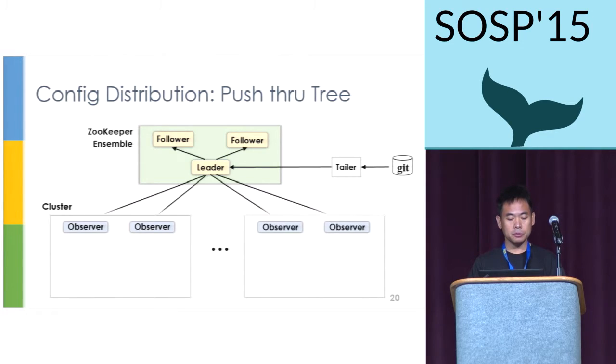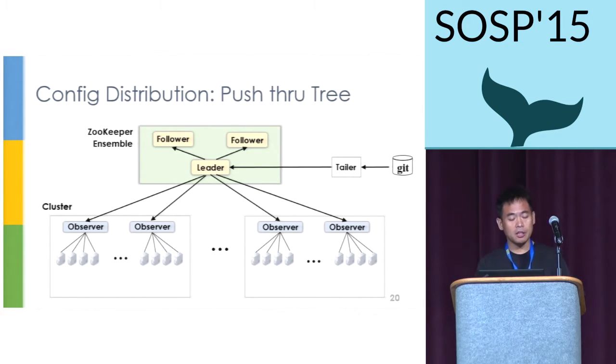The leader also forwards the write to observers running inside every cluster. So as a result, the leader, the followers, and the observers all maintain a full copy of every single configuration file in memory. They only keep the latest version of a configuration file. They do not store the history. The history is stored in the Git repository.